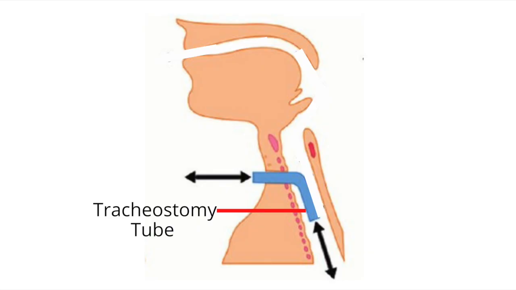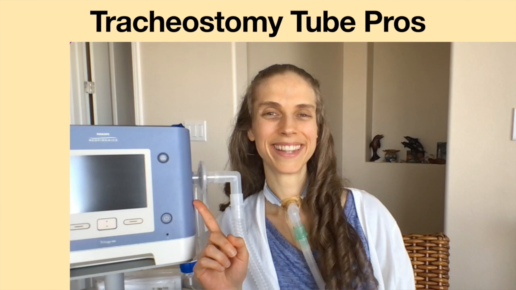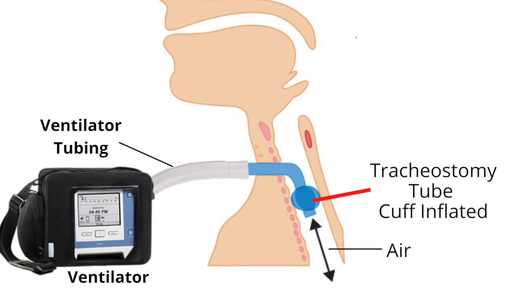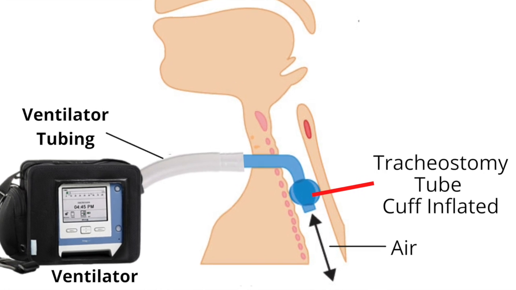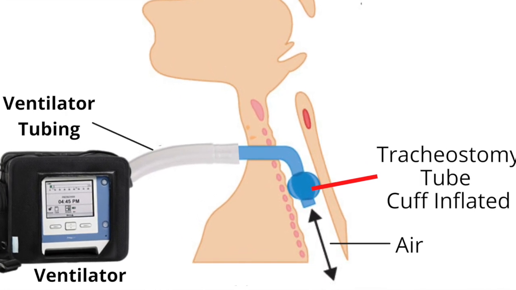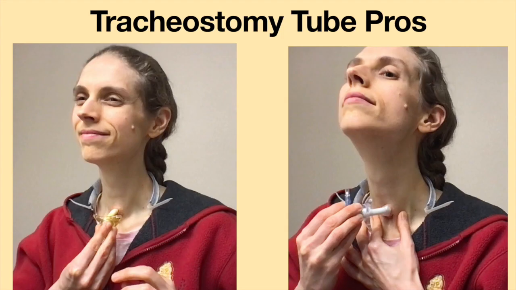A tracheostomy tube provides an artificial airway which bypasses a person's upper airway. A tracheostomy tube can be connected to a ventilator. A tracheostomy tube can be cuffed, which will allow for a person to receive full respiratory support from a ventilator. A tracheostomy tube can be removed and reinserted without the need to undergo a procedure.